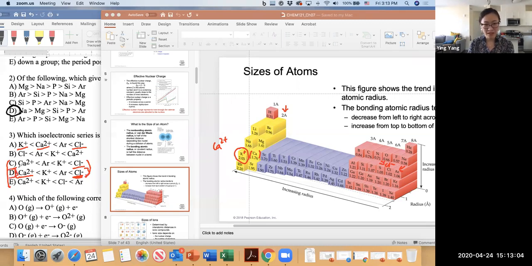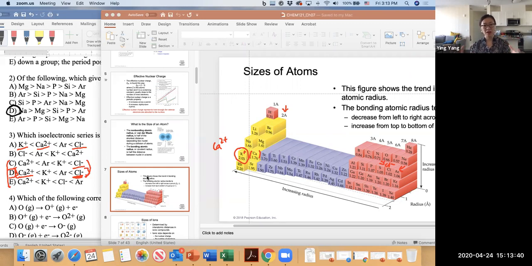If you have questions about this, just speak up, unmute yourself, and let me know. So for an isoelectronic series, what you will need to do is just look at how many protons there are in their nuclei. Yes, this will be recorded and it will be posted later. So if you're not sure about the isoelectronic series, take a look at the slides.